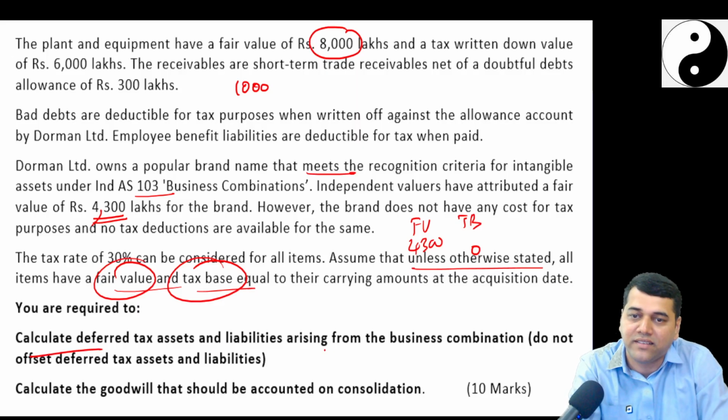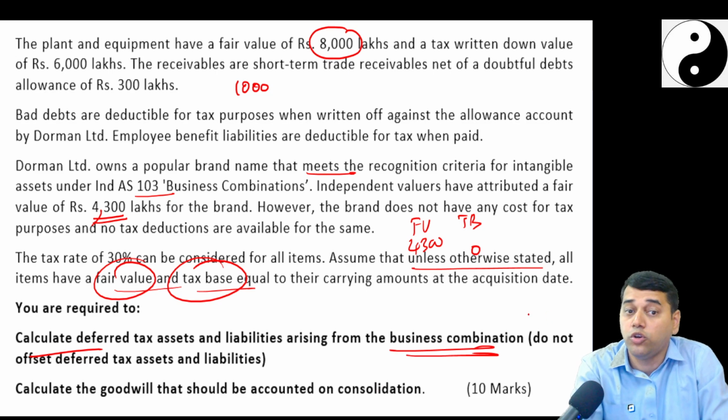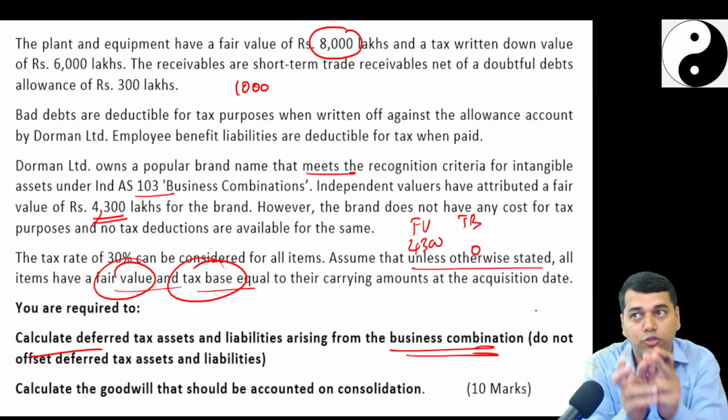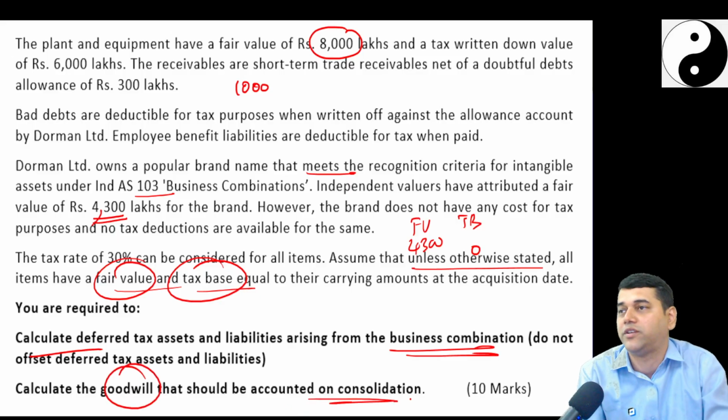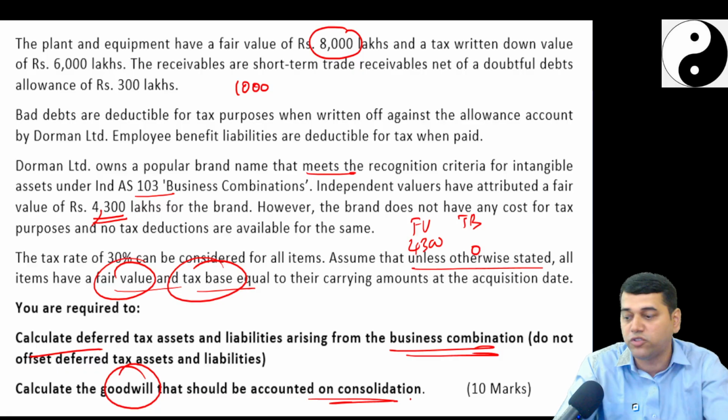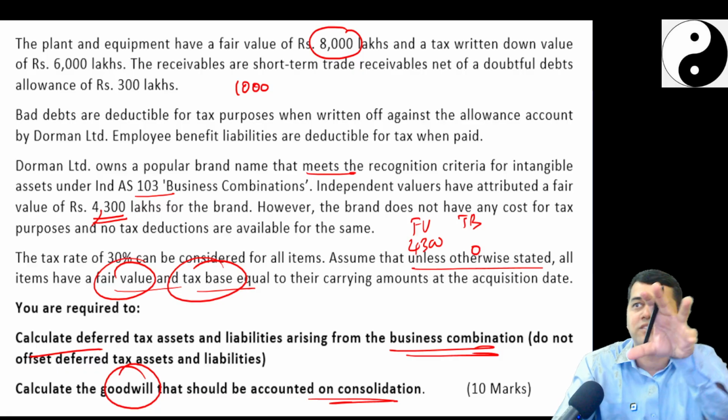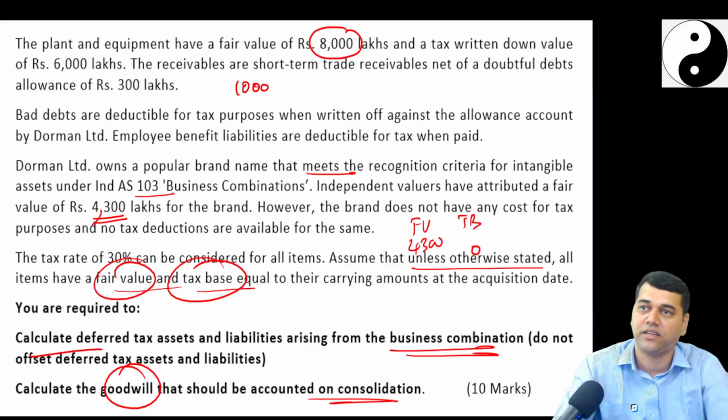Calculate the deferred tax assets and liabilities from the business combination. Don't offset and give me net, show it separately. Calculate that goodwill also, that is accounted on consolidation. It is a 10-mark question. But if you look into this question, the crux, the heart of this question, is deferred tax.